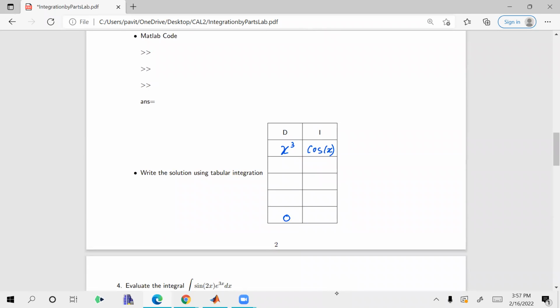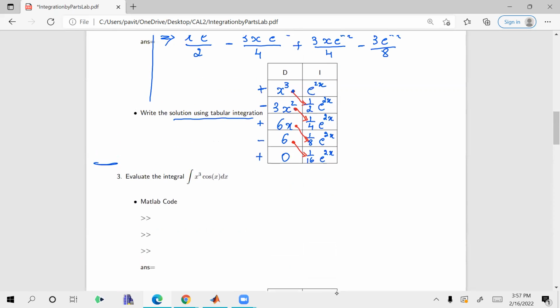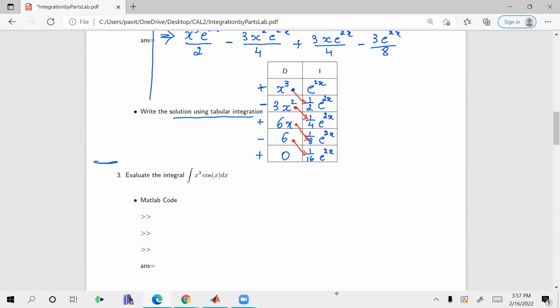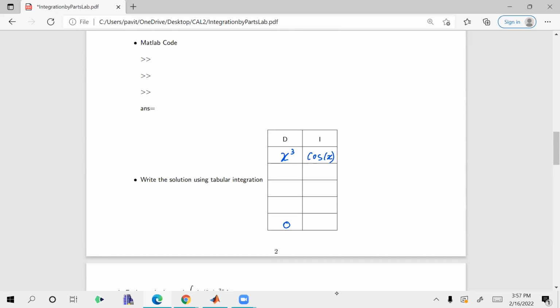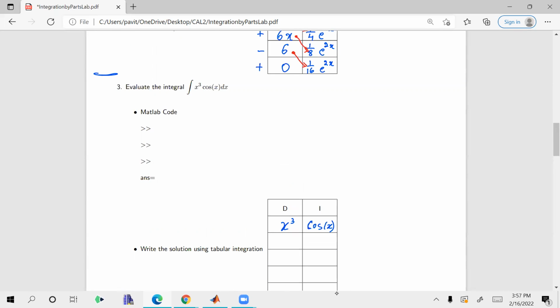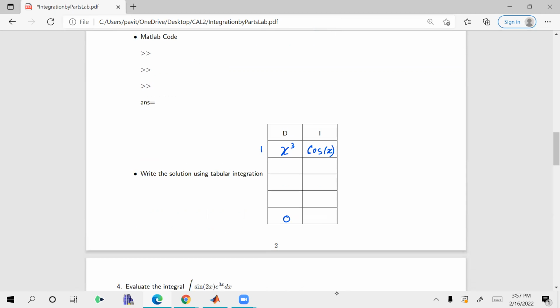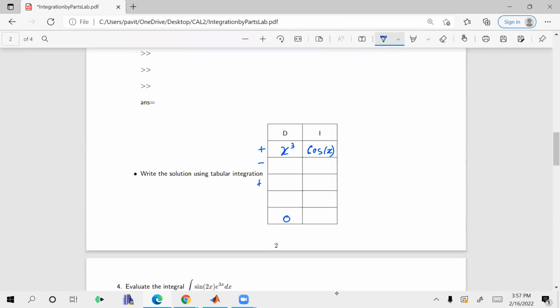You get 3x squared here. I guess you will get the same answer because you have x cubed here and x cubed here. So the first column for problem 2 and problem 3 will be the same. The only thing is you have to integrate cos x. Integration of cos x is sin x, integration of sin x is negative cos x, and so on. You will be doing the same procedure. Remember, you have to use positive, negative, positive, negative, positive.